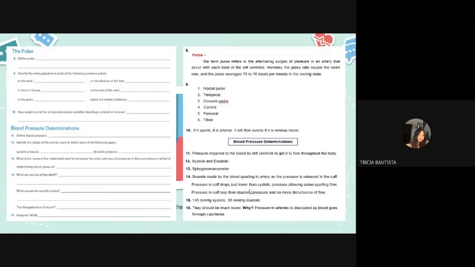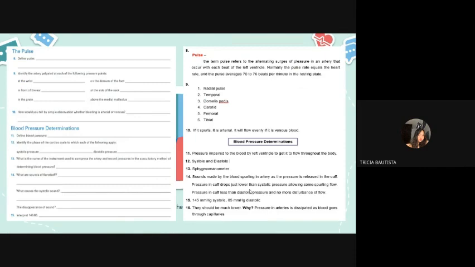Defining pulse. Okay, the term pulse refers to the alternating surges of pressure in an artery that occur with each beat of the left ventricle. Normally, the pulse rate equals the heart rate, and the pulse averages 70 to 76 beats per minute at the resting rate.